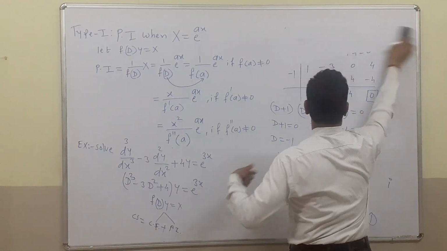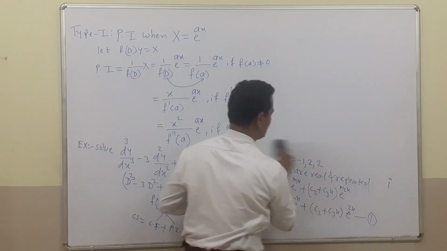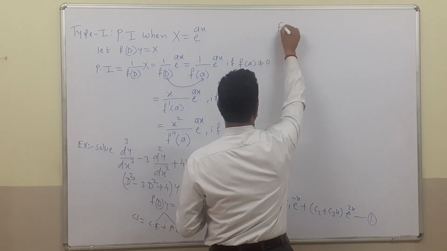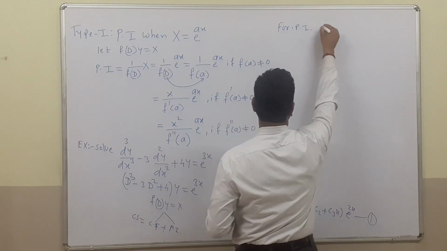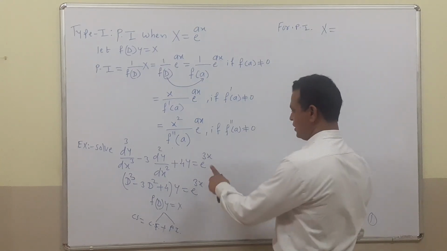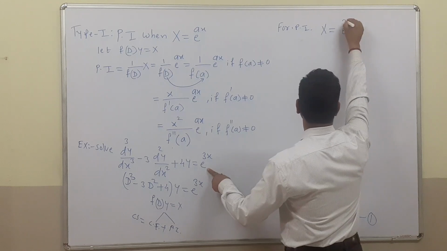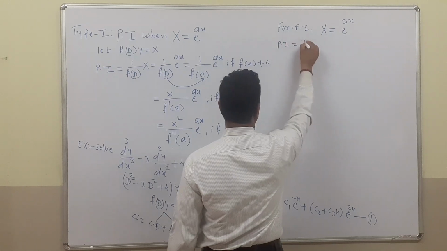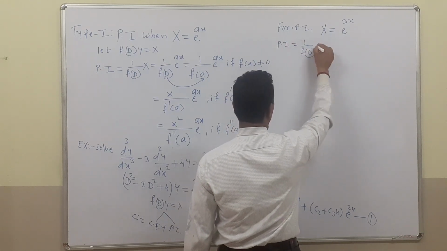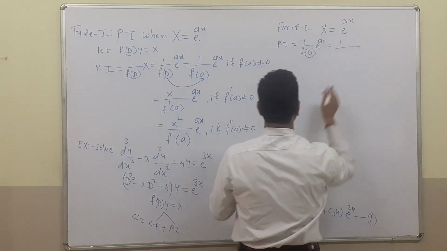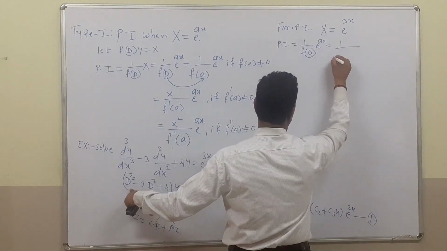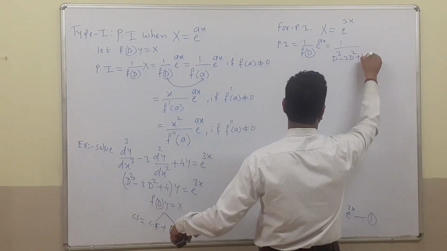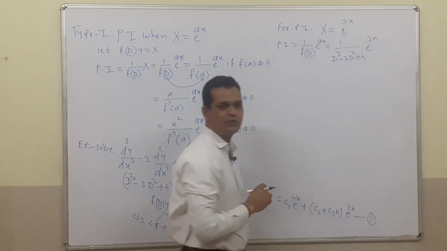The particular integral of this equation depends on the right hand side value, capital X. So here the right hand side value of capital X is e raised to 3x. Then the particular integral is equal to 1 upon f of D, e raised to ax. Put the value of f of D: D cube minus 3D square plus 4, into e raised to 3x.